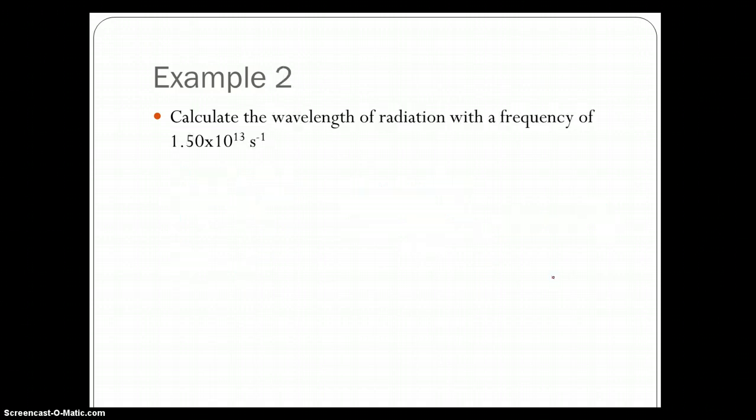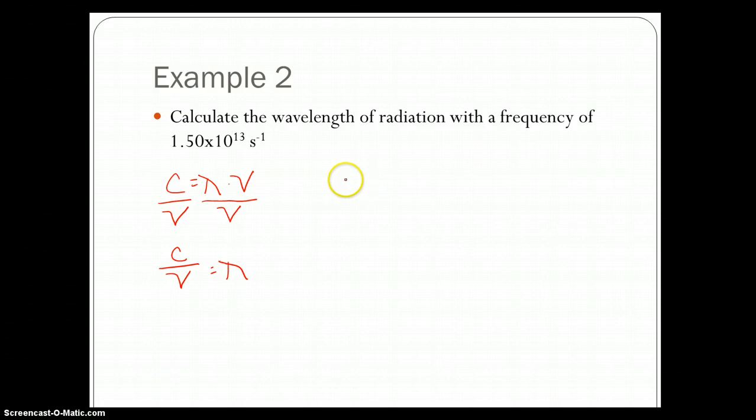All right, next example. This time we want to calculate the wavelength of radiation with a frequency of 1.50 times 10 to the 13th inverse seconds. So again, our formula, speed of light equals wavelength times frequency. This time we're solving for wavelength, so we want to divide both sides by frequency. So speed of light divided by frequency equals wavelength.